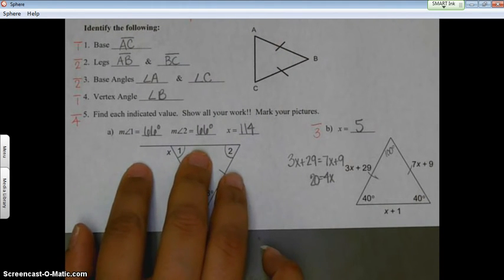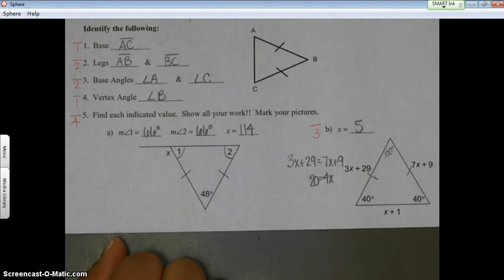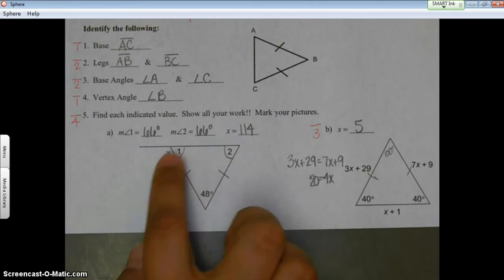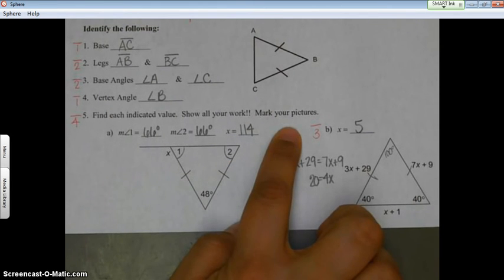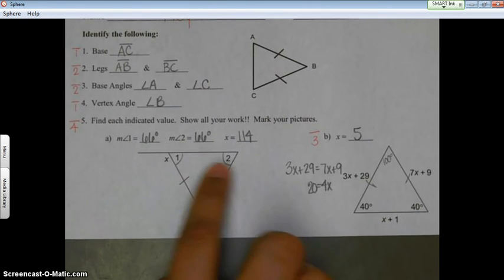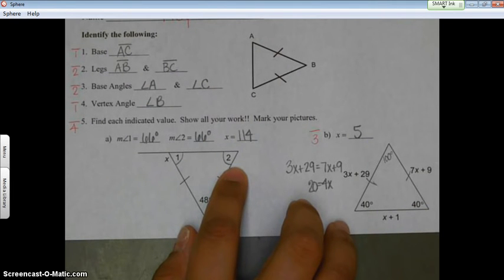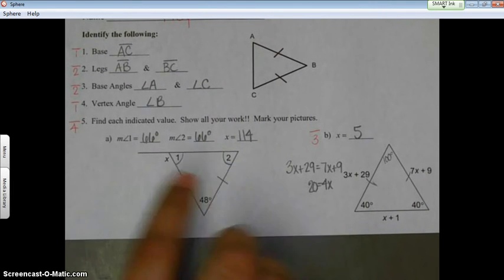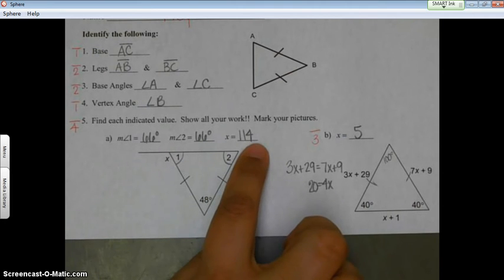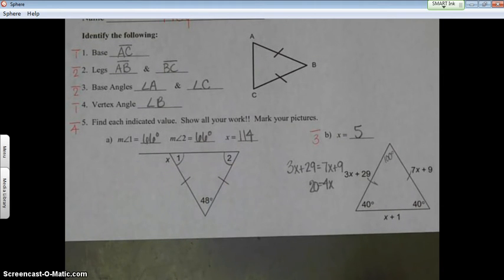All right, number 5 is worth 4 points total. Basically what I did is I give you half a point for marking this picture, because it said mark your pictures. So if you marked that angles 1 and 2 are congruent, give yourself half a point, if not minus half. And then half a point for each of these blanks. So then that means part A is worth 2 points total.